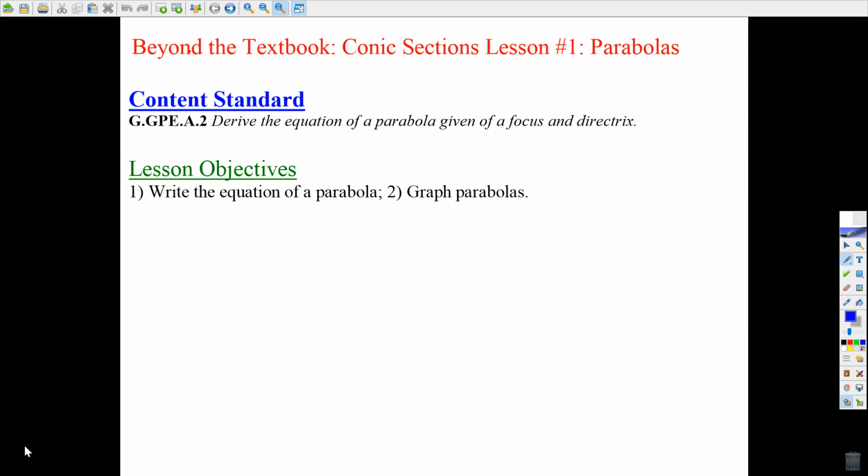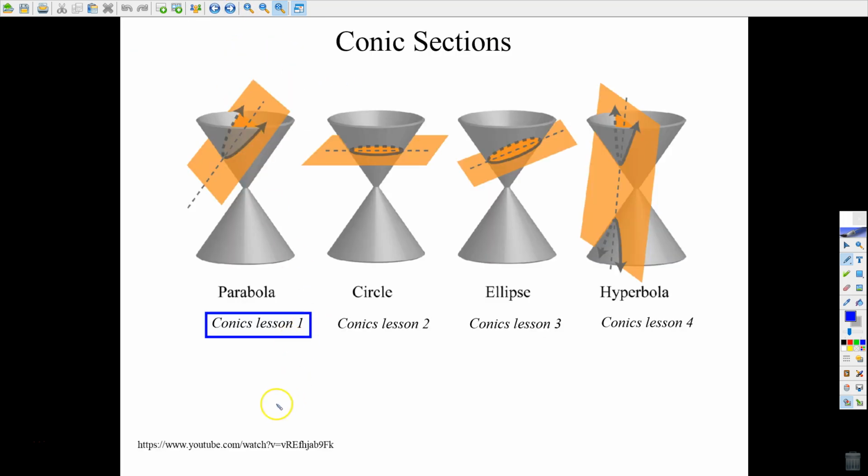All right, so today we begin a discussion of what are known as the conic sections. You probably see the word cone as a root word for conic. Here's what we mean by the conic sections. There are 4 of them that we're going to study in detail.